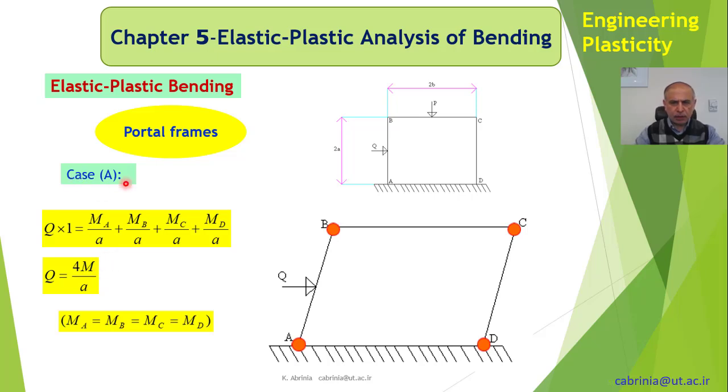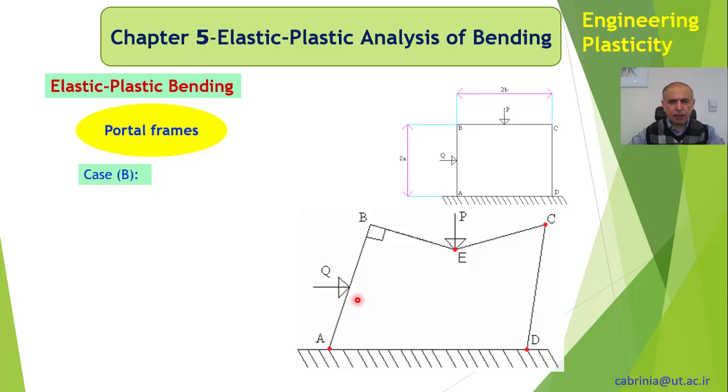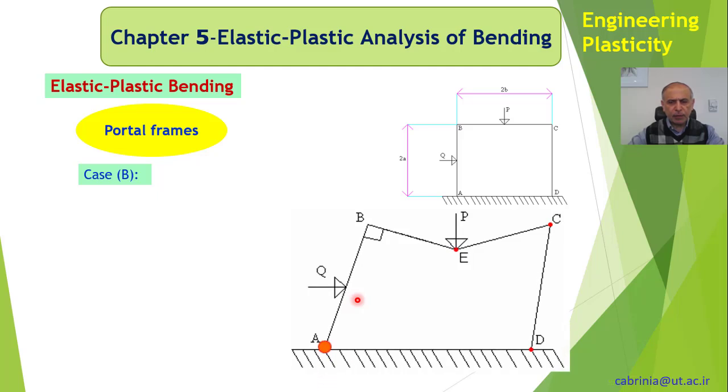So how many other cases can we consider? Many other cases, but we should consider only the probable ones. Another probable case is that the hinges are formed, for instance, at A, under the vertical load, at C, and D. We call that case E.